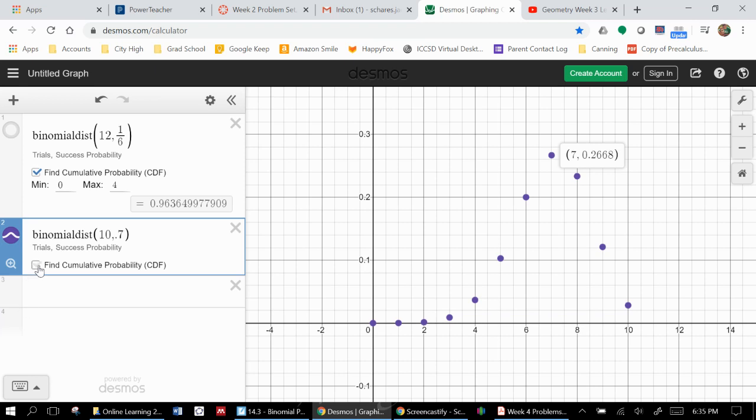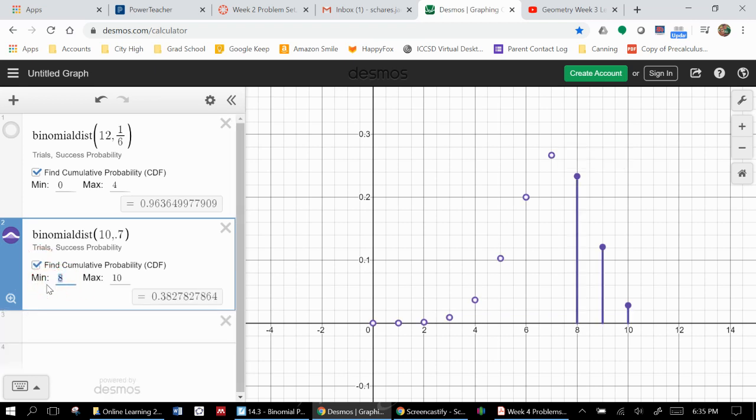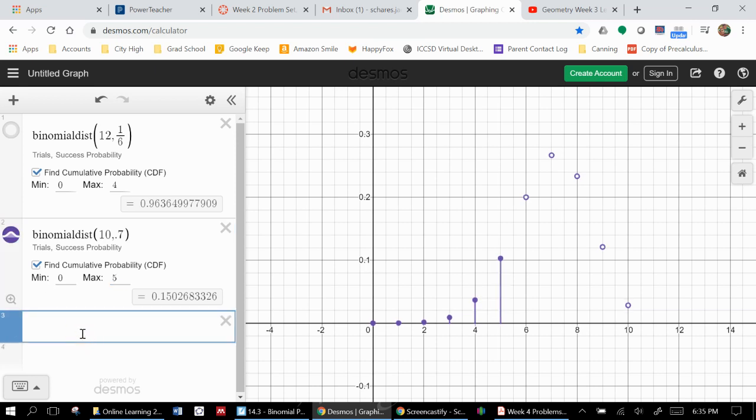But we want to know what's the probability of 5 or less. So 0 to 5. And it turns out that even if this thing actually was 70% effective, there's still a 15% probability that in our trial of 10 people, it's only going to cure 5 or less.